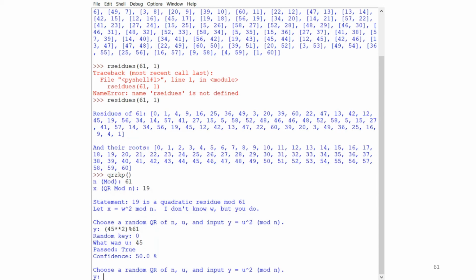And we're asked to choose another random quadratic residue. So let's give it 57 this time. But remember, 57 squared and modded.